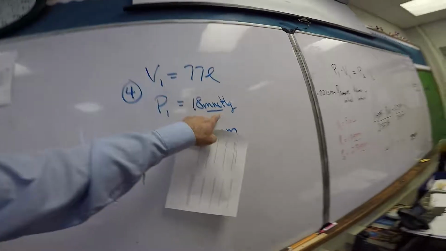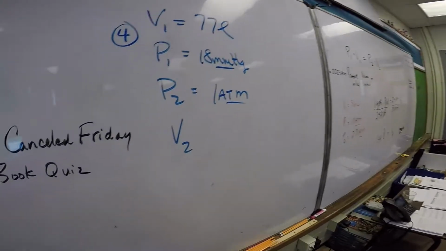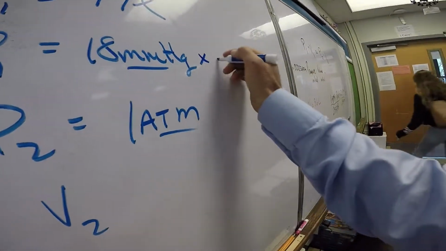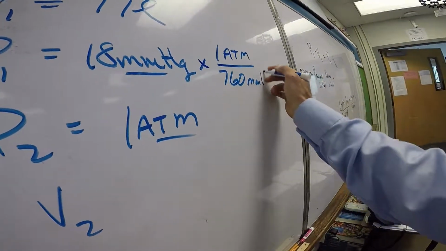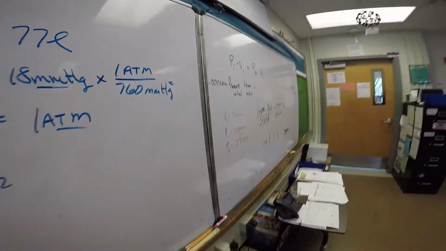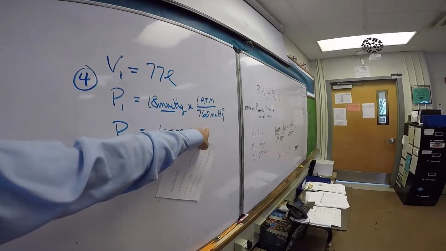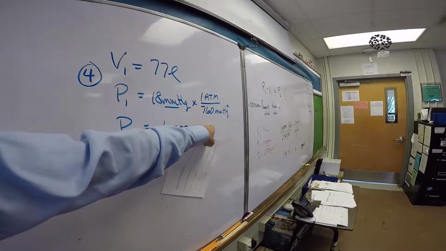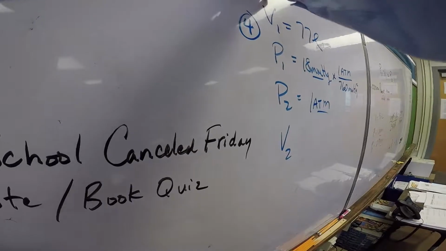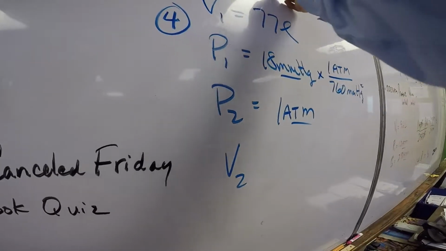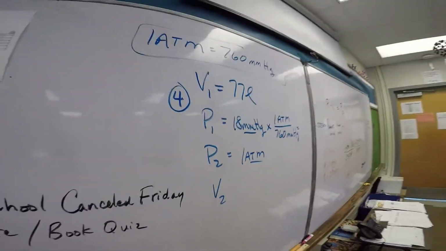You'll notice that the units for pressure are not the same. So we have to convert these to where they are the same. And we know that 1 atmosphere is equal to 760 millimeters of mercury. Now, I will give you this: you don't have to memorize conversion factors. They'll be given for you. Just ask me. If you don't see it on the test, I'll give you the conversion factor. These are equal to each other.